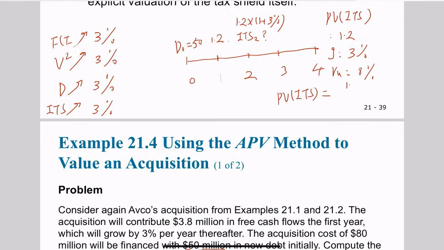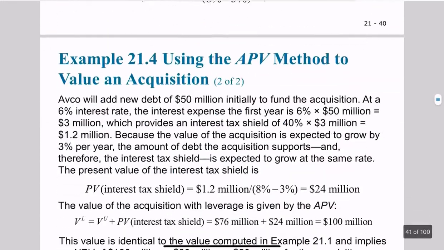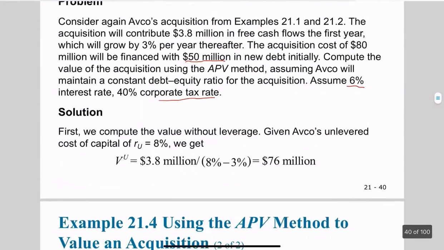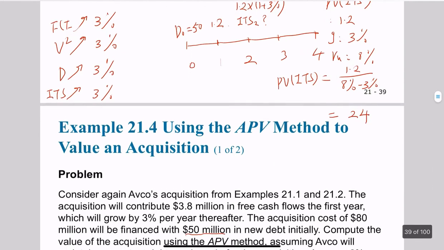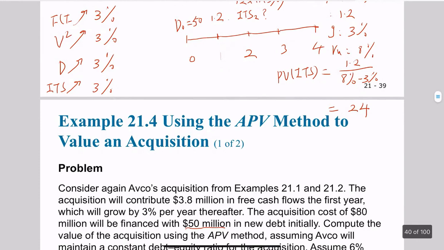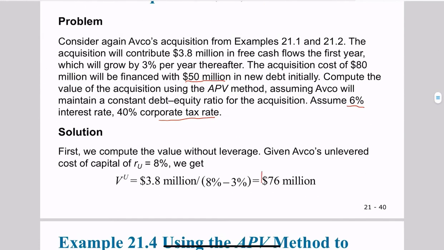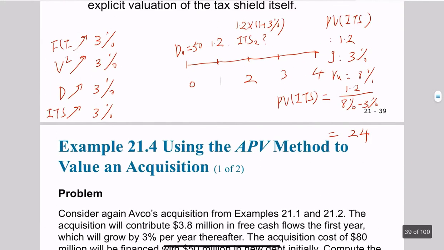is 1.2 divided by 8% minus 3%. So this should be, no, it should be $24 million. And then you can see that we have calculated that the unlevered value is $76 million, and the interest tax shield has a value of $24 million.